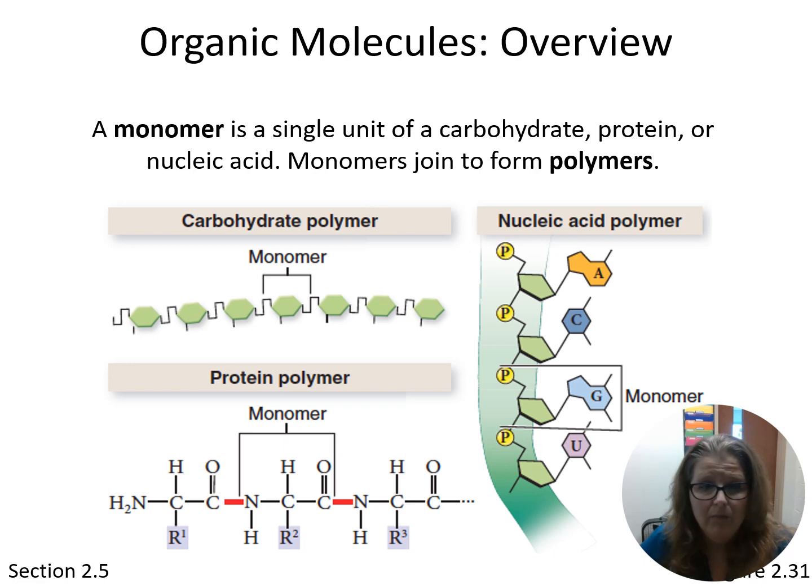So mono means one, a single unit of a carbohydrate. So we might talk about a specific monomer for a carbohydrate, which might be glucose. When we put the monomers together, we get polymers, poly meaning many. So you have individual pieces, and when you put those pieces together, you get bigger molecules.